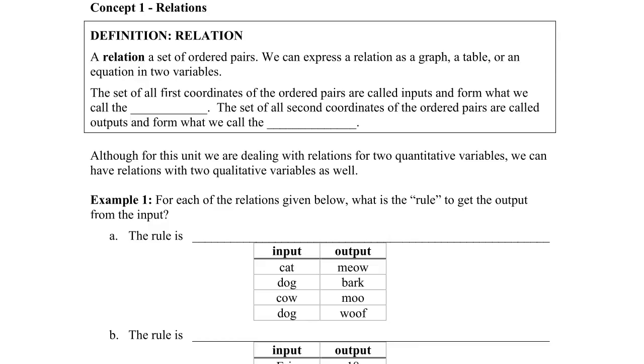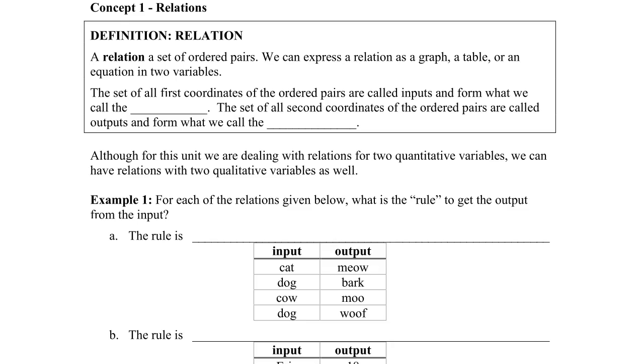One of the fundamental objects that interests us in algebra is what's called a function. Before we can define functions, we have to define a more basic notion, the notion of a relation. Now, a relation is just any collection of ordered pairs. We can describe it using a graph, a table, or an equation in two variables. We can think of a relation as having inputs and outputs.